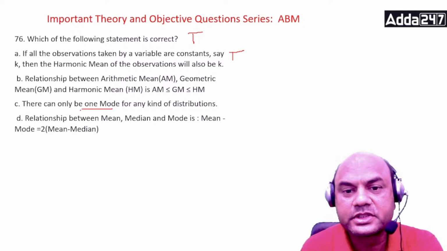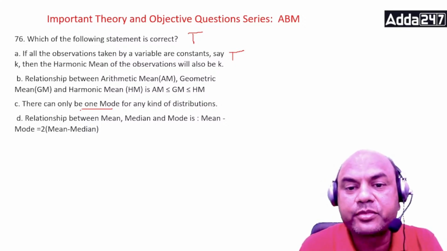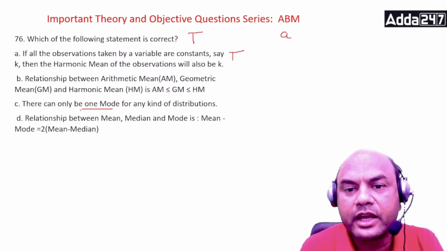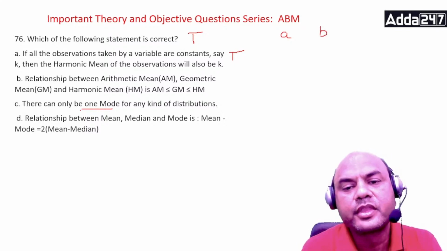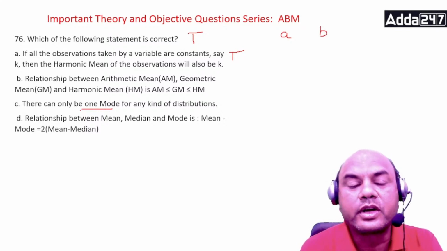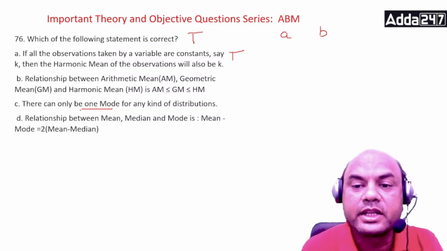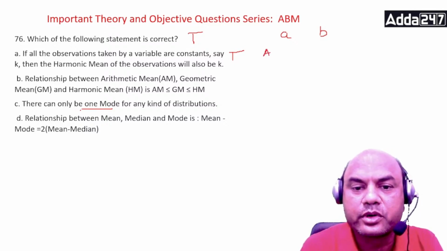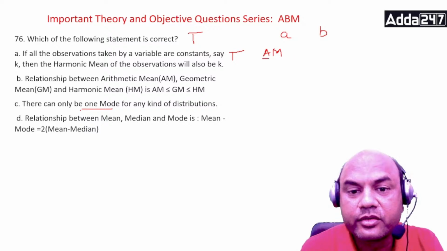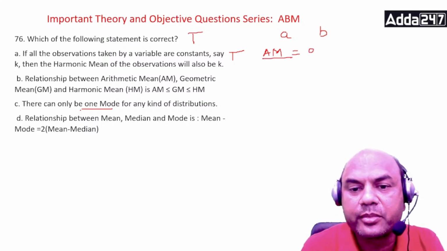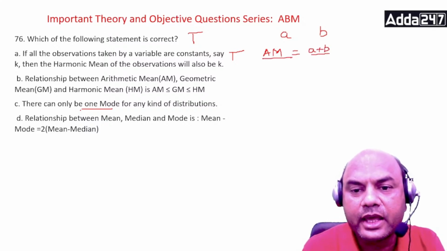Shall I show you? See this. Let's say I have two observations A and B. So what is the arithmetic mean? Arithmetic mean is A plus B upon 2. See, I'll show it over here. AM equals A plus B upon 2. So this is my arithmetic mean.